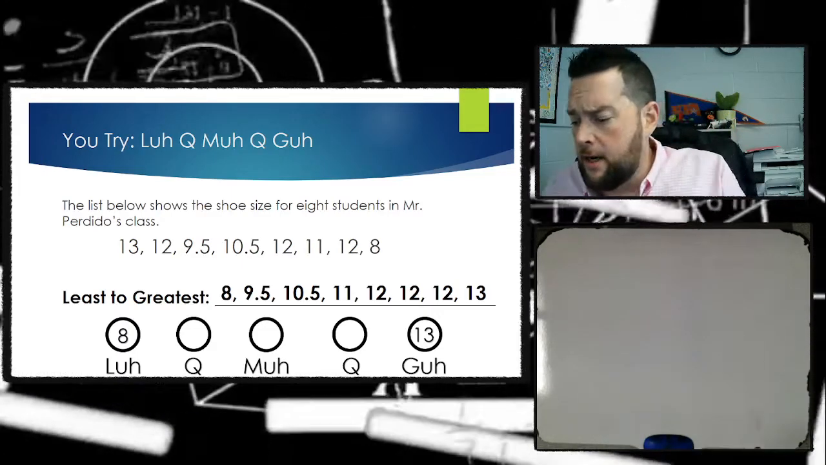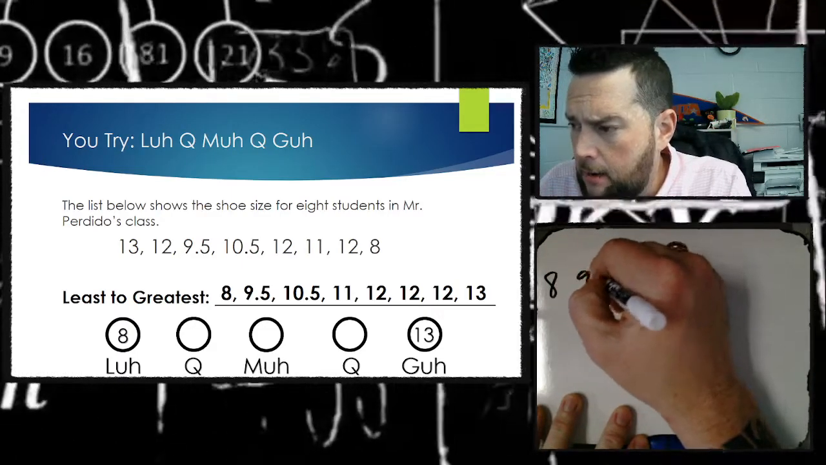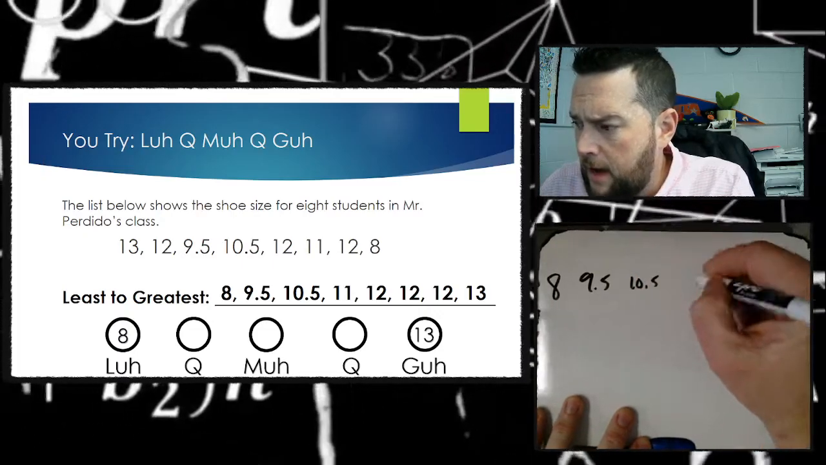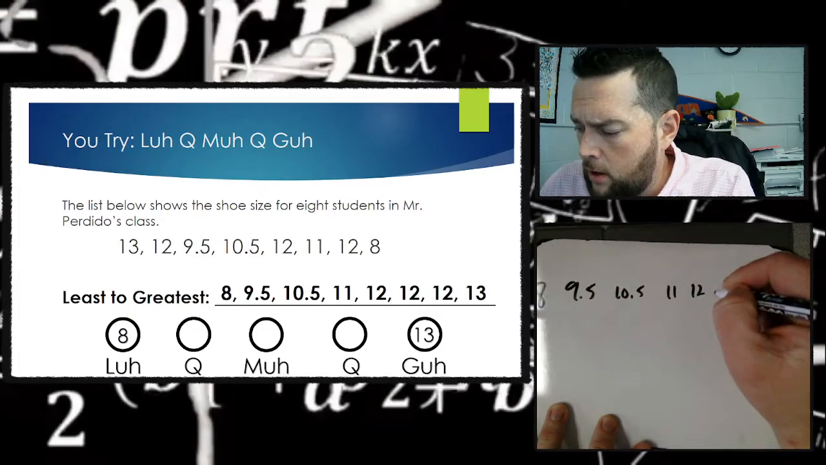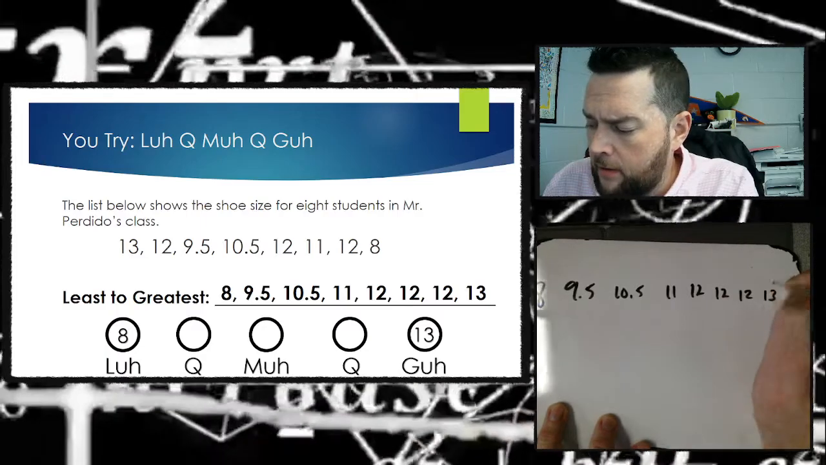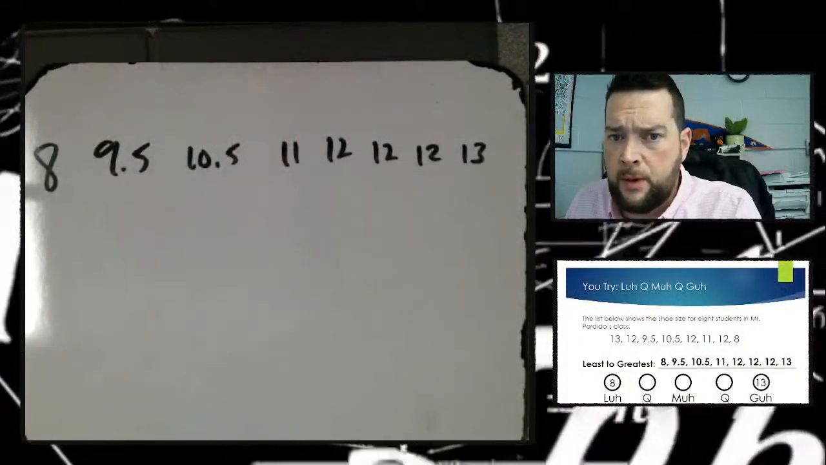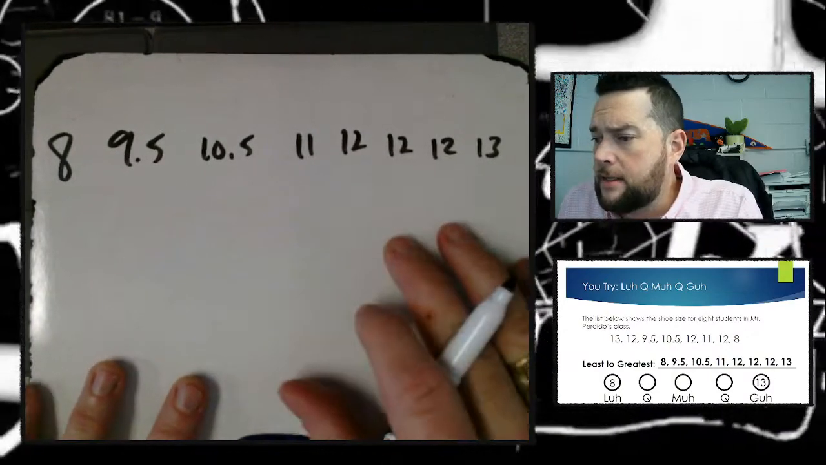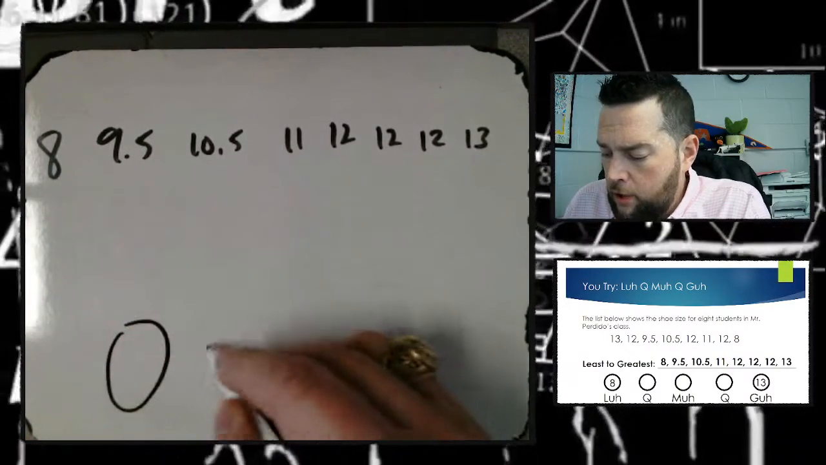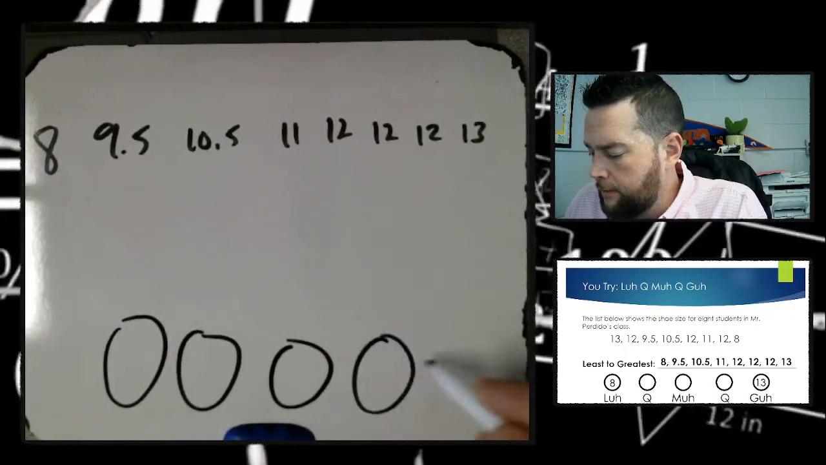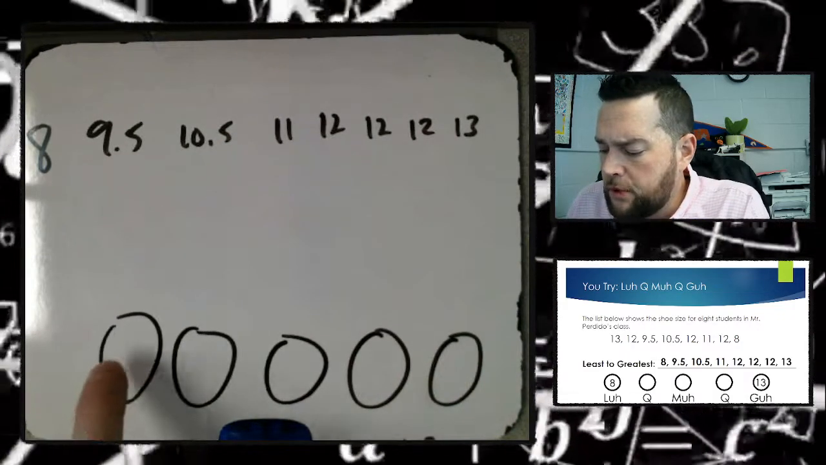The boxes. All right. So we've got 8, 9.5, 10.5, 11, 12, 12, 12, and 13, just like this. I'm going to switch to making this a little bit bigger. Okay. All right. So I'm going to go ahead and draw my 5 circles down here. That's going to represent my five-number summary.